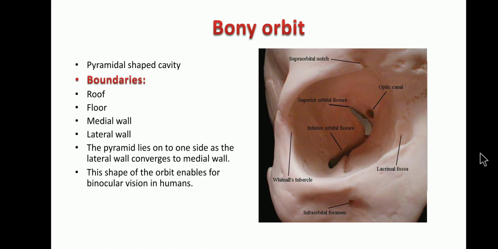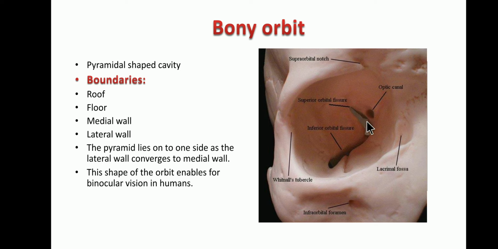Here you are able to see the orbit, that is the orbital margin. As I told you, if you pass a sharp object from the lateral wall, it will cross beyond the lens of the eye. But anteriorly, when you approach, you see these projecting orbital margins. They prevent any direct blow to your eyeball. At the apex, mainly you see the opening, the optic canal. The optic canal transmits the optic nerve and the ophthalmic artery.